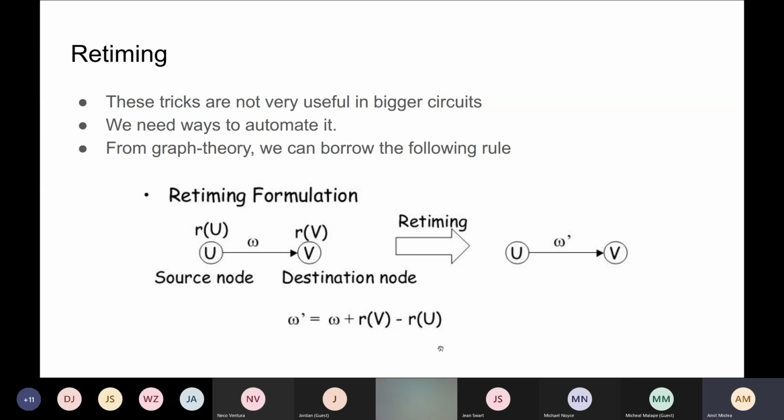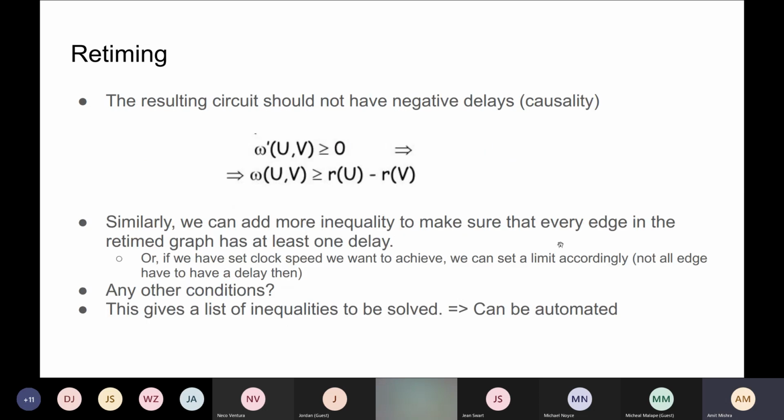Now that's all well and good. If you think a little bit, you can't exactly assign arbitrary numbers. You have to be a little bit careful because there is subtraction here. You want to make sure that the resulting number of delays does not become negative. So basically, you want to make sure that the retimed delay has to be always greater than or equal to 0. That kind of gives us a list of inequalities.